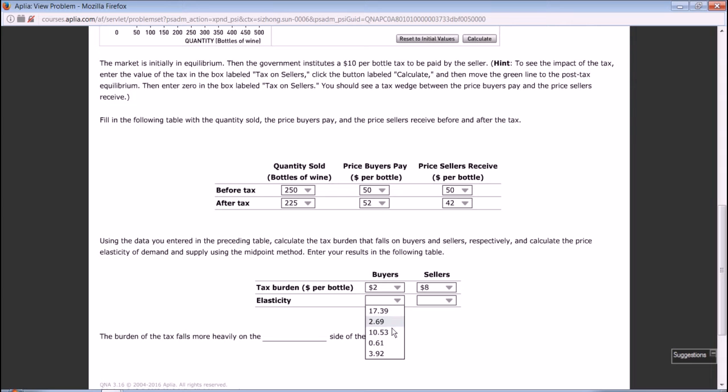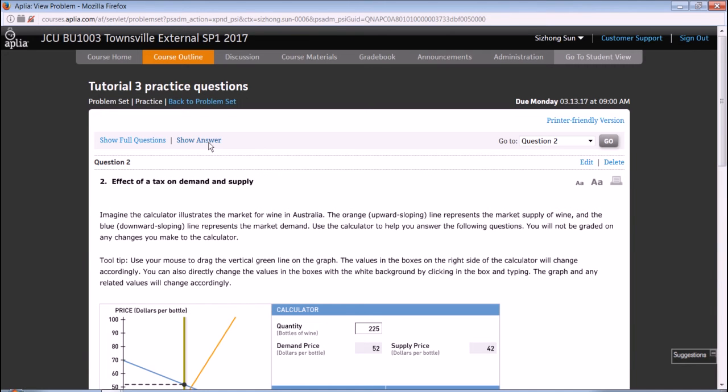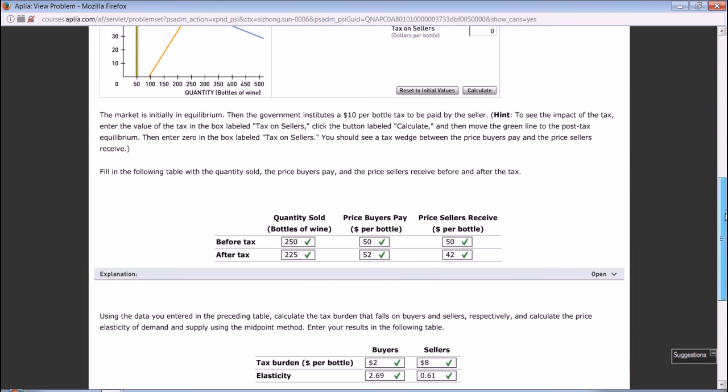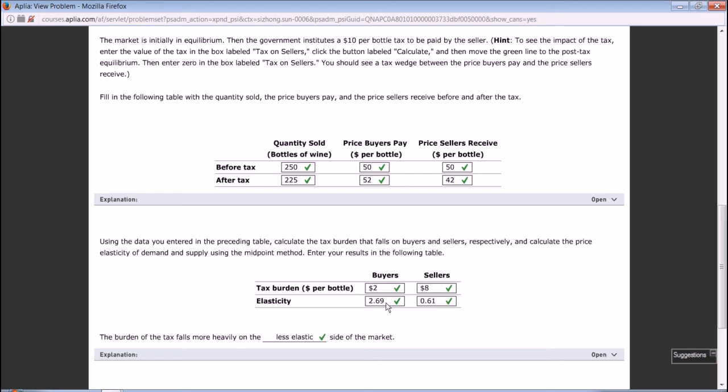Similarly, you can calculate the price elasticity of supply. The burden of the tax falls more heavily on the less elastic side, which is intuitive. This is your answer. So it's 0.269 for supply at the buyer, 0.61 for producers, which is less than 1, so inelastic. So producers share a higher burden of the tax.